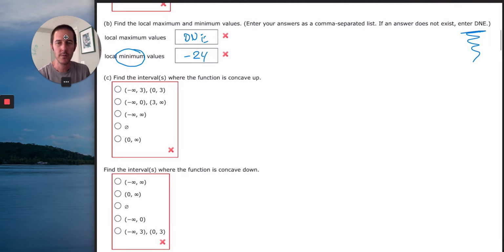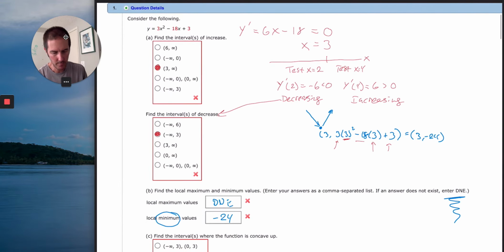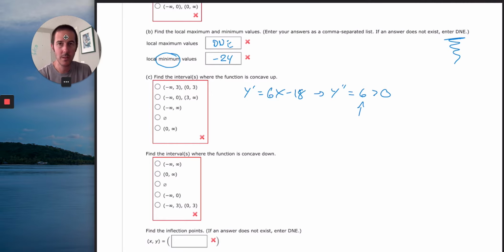Find the intervals where the function is concave up. Concavity means we're taking the second derivative. Our first derivative is 6x minus 18. Therefore, the second derivative, y double prime, equals 6. 6 is greater than 0. Notice that this value of 6 is not dependent upon x at all, so we're going to say that our second derivative, which is 6, is greater than 0. Positive means concave up for all x values.